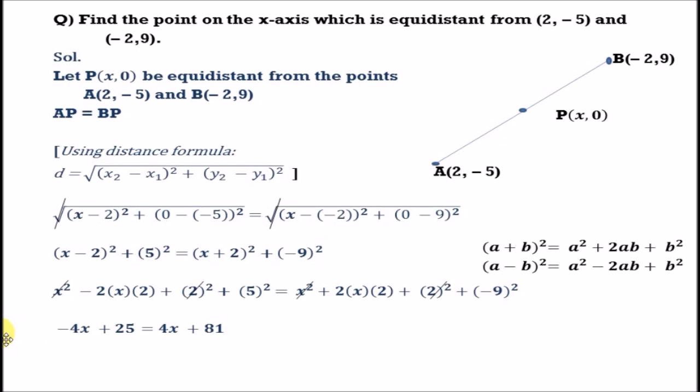Now let us bring variables on one side and constants on other side. Minus 4x, the other 4x we are bringing from right to left, so the sign will change. Minus 4x minus 4x equals 81. 25 we are taking to the other side, so minus 25. Minus 4 minus 4, that is minus 8x equals 81 minus 25, which will give us 56. Now x equals, minus sign will also go to the other side, and 8, since it was in product, it will divide 56. 8 1s are 8, 8 7s are 56. So the value of x is minus 7.